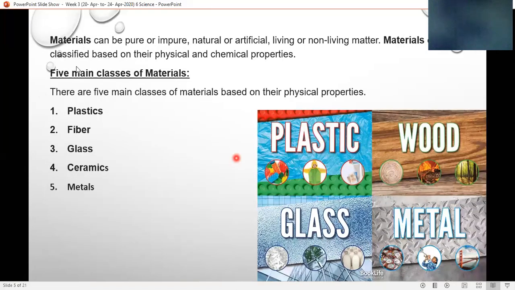So what are materials? Material can be pure, impure, natural, artificial, meaning we can make material by ourselves, living or non-living. Material can be classified on the basis of their physical and chemical properties, and we have 5 classes of material. First class is plastic, second fiber, glass, ceramics, and metal. So here are the 5 classes of material that we are going to discuss.